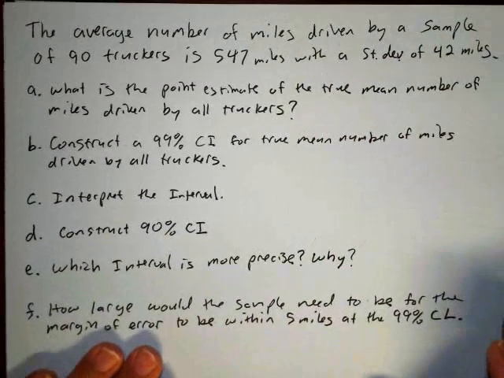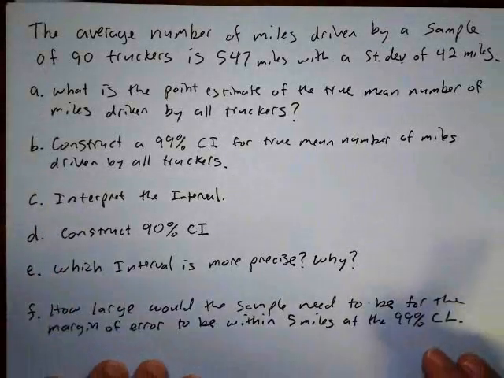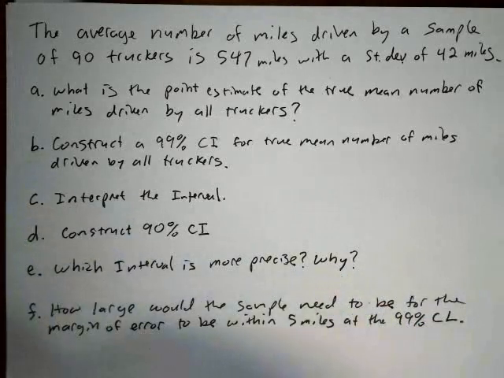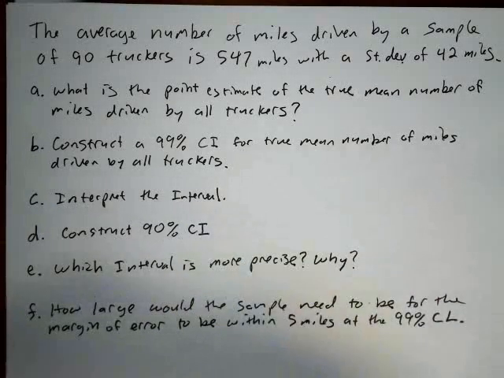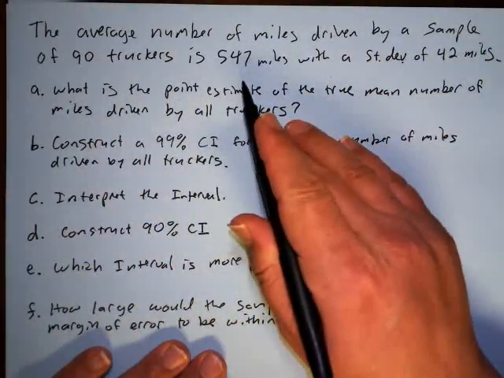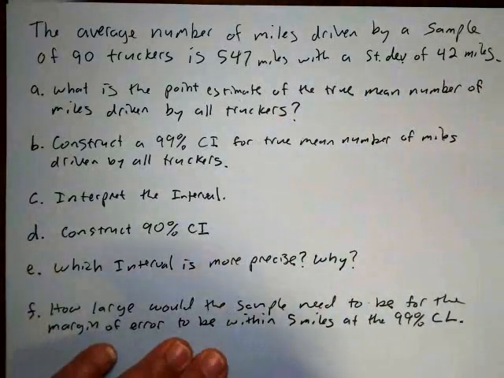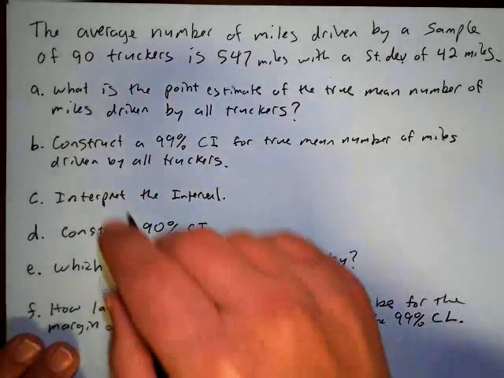Okay, so we got a problem here that has several parts to it, and I really like this problem because it takes you through all of the concepts here for confidence intervals, so it's a really nice problem. So let's go ahead and look at this. The average number of miles driven for a sample of 90 truckers is 547 miles with a standard deviation of 42 miles. Now using this information, we're going to answer these questions.